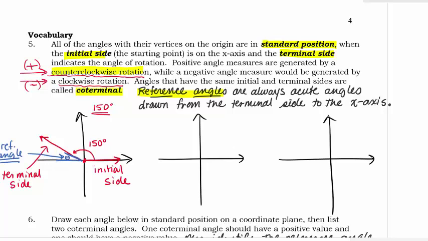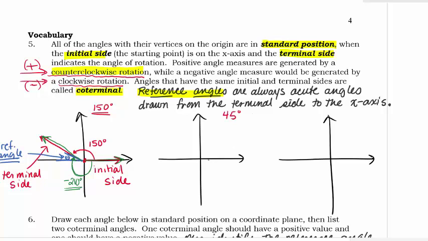A negative angle that would be coterminal with 150 would be negative 180 plus 30, which is a negative 210 degree angle. These two angles are coterminal because they both start at the same initial side and they both end at the same terminal side. However, the 150 degree angle is positive and the negative 210 degree angle is negative. Let's look at another example.